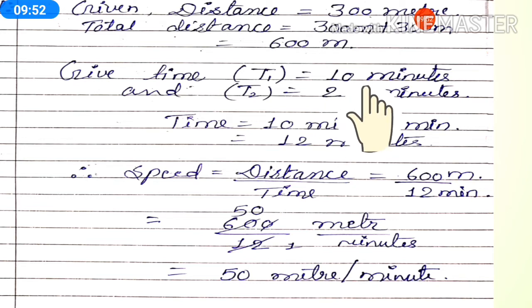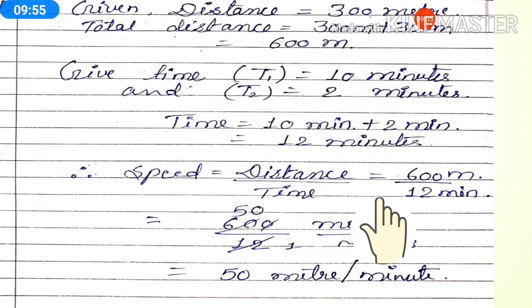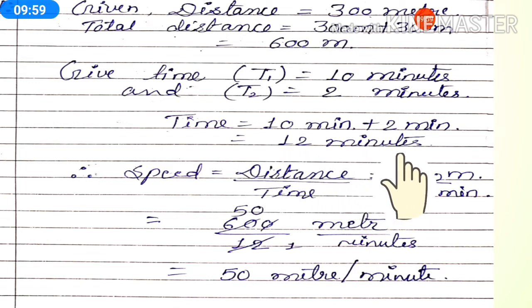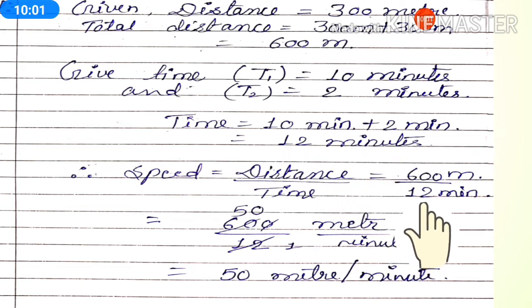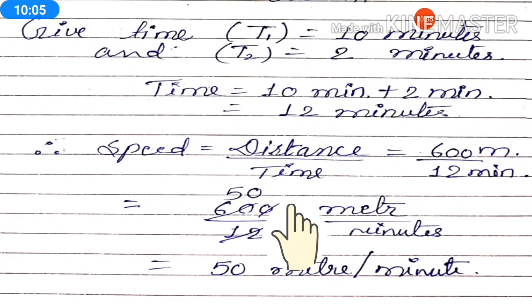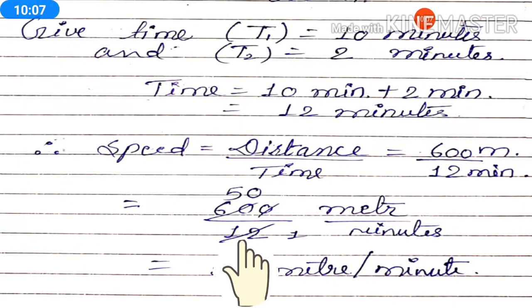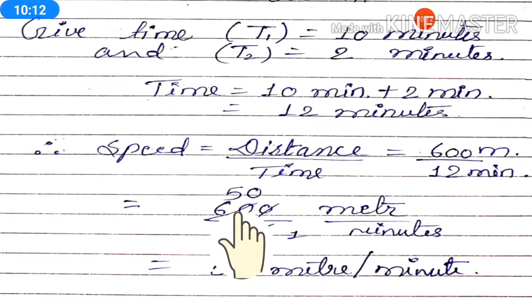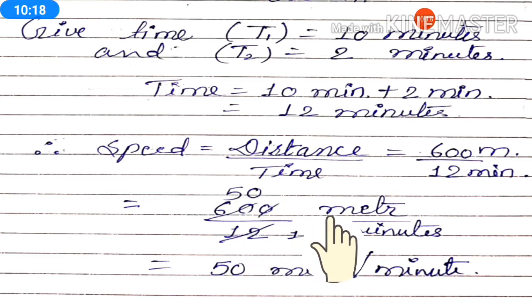Okay, so our total distance is how much? 600 meters, and our total time is 12 minutes. Now we need to do the calculation. So 600 divided by 12. We can divide easily. 12 ones are 12, 12 fives are 60, and then 10 one more. So here it is 50.